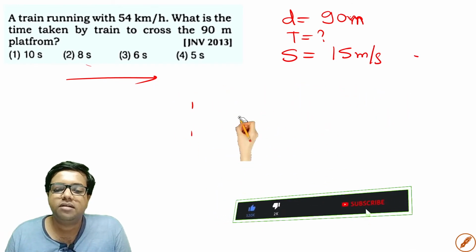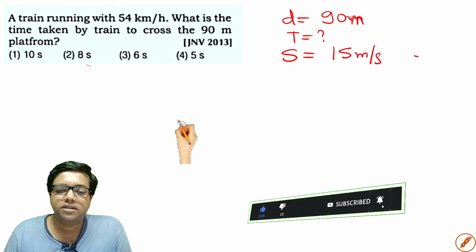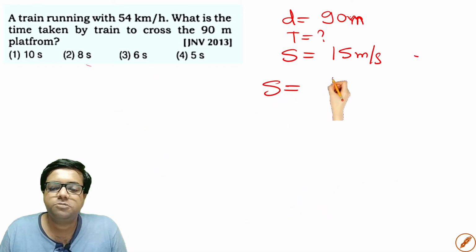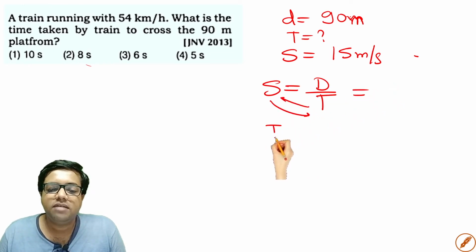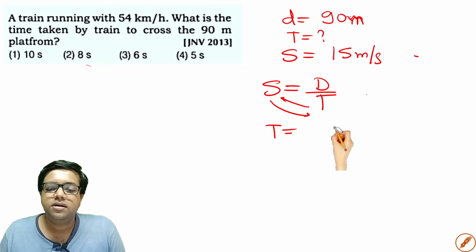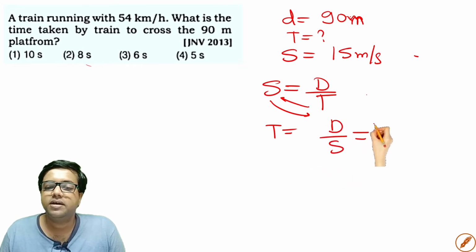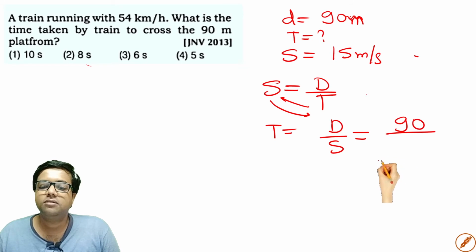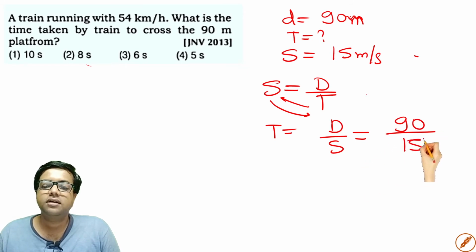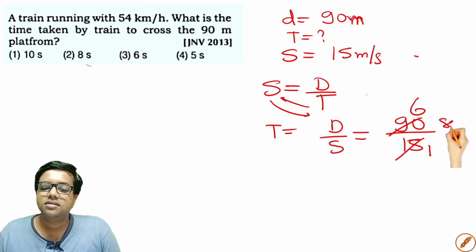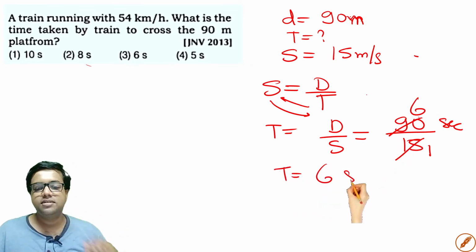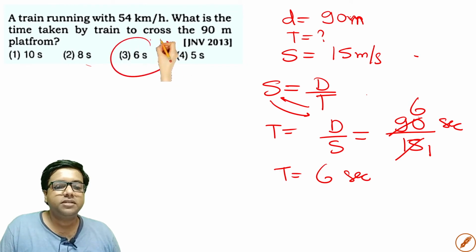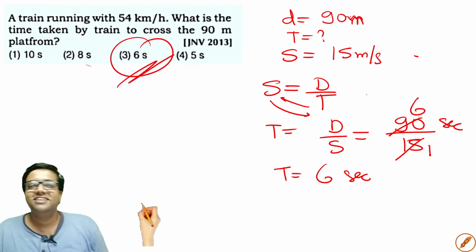I don't think the diagram is necessary. Everything can be solved with the help of the formula itself. And we know the speed formula. Speed is equal to distance by time taken. So I will cross multiply. I will get time is equal to distance by speed. Distance is 90 meters and speed is 15 meters per second. So you will get 6 seconds. 15 ones are 15, 15 sixes are 90. So you will get time is equal to 6 seconds. So option 3 is the right answer for this question.